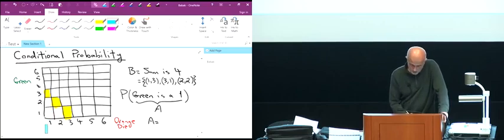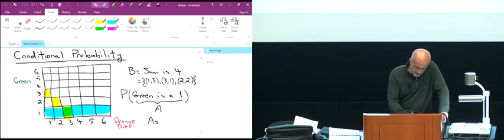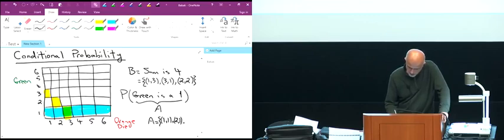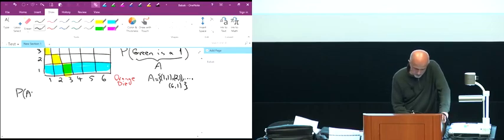Which row? Oh, first row. This is A, right? And so it's basically 1, 1, 2, 1, all the way to 6, 1. So the probability of A is what?